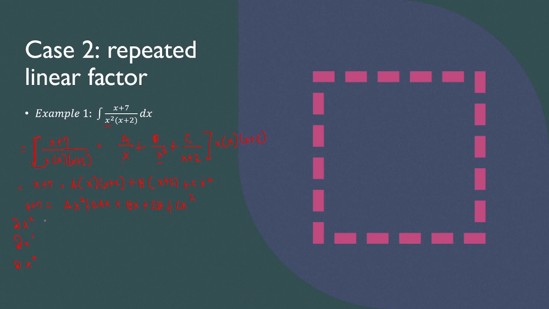So on the left side, at x squared, there is none, right? That's 0. On the right side, that's a and c, so that's a plus c. On the left side, for x to the power of 1, the coefficient is just 1. On the right side, that's 2a is 1 and b.